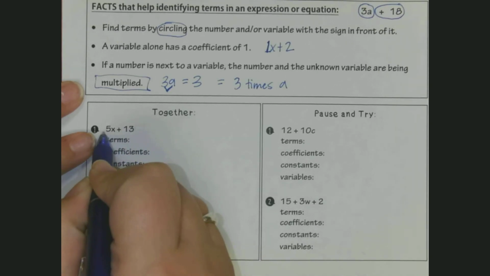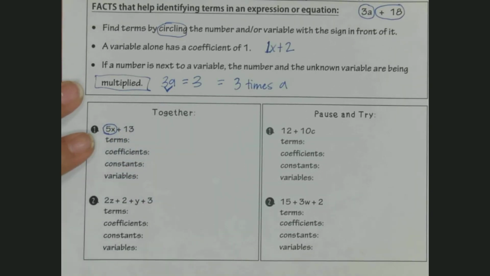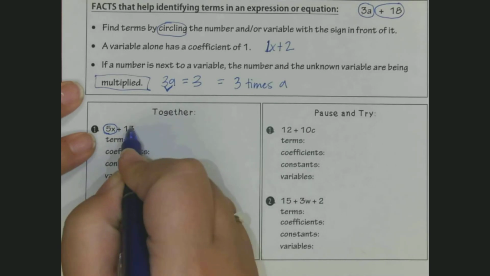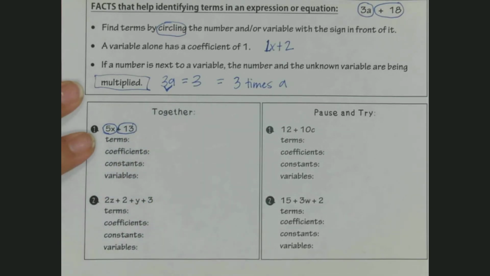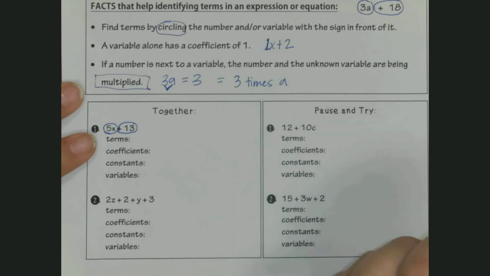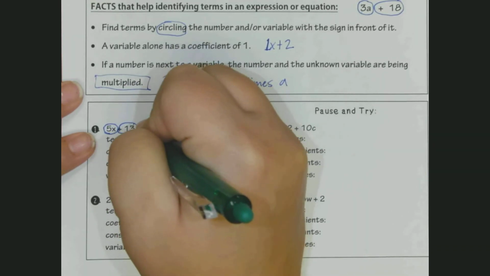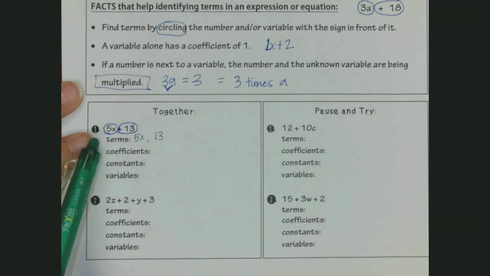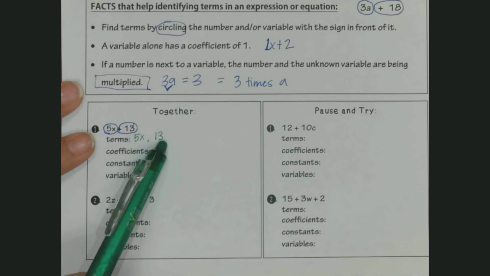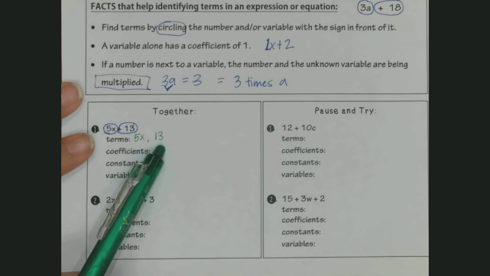Okay, this 5x is a term. It's a combination of a number and a letter, a variable. And also this positive 13 or plus 13 also is a term. So down here, I'm going to write my terms are 5x and my second term is 13. Now, if I don't write the positive, you don't need to write the positive because we assume a number is positive if it has no sign.